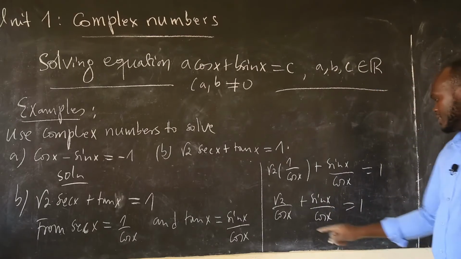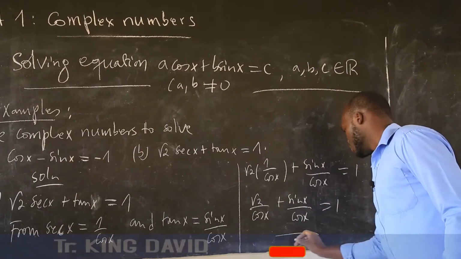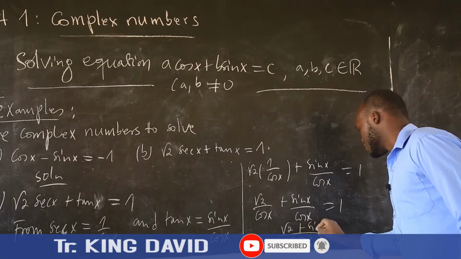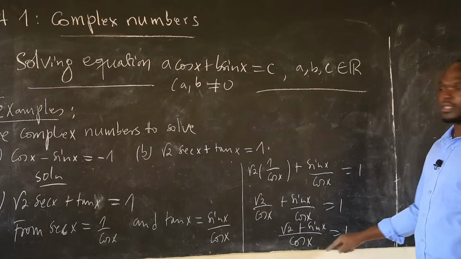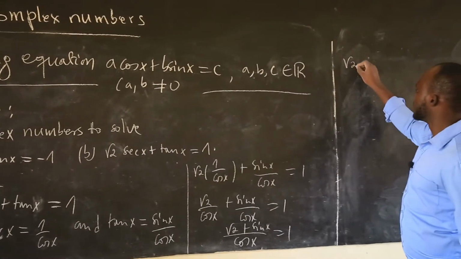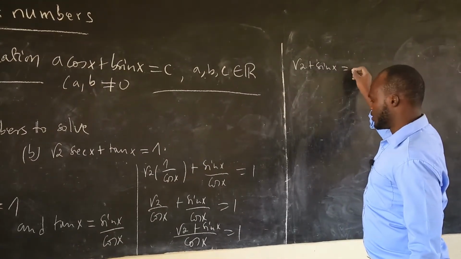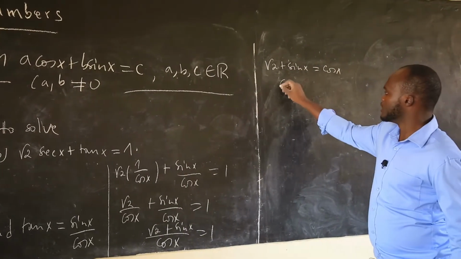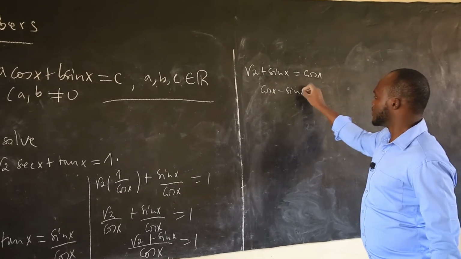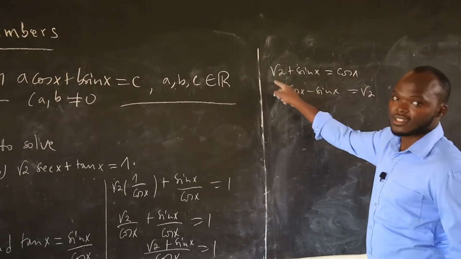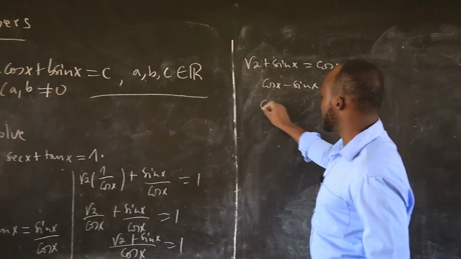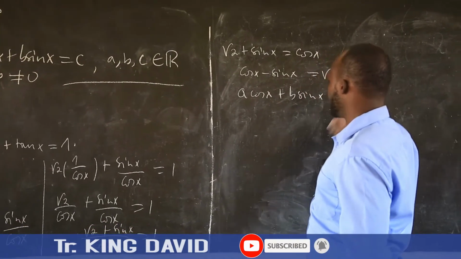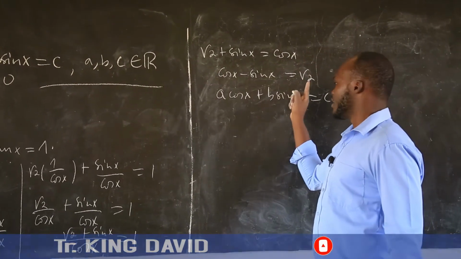We find the LCM. I have the same denominator, that is cos x. So it becomes root 2 plus sin x equal to 1. We cross multiply, we get root 2 plus sin x equal to cos x. Bring this one here, because it is positive, it will be negative. It becomes cos x minus sin x equal to root 2. This one stays here. You see, this equation is the same as A cos x plus B sin x equal to C. So our A will be 1, our B will be negative 1, our C will be root 2.